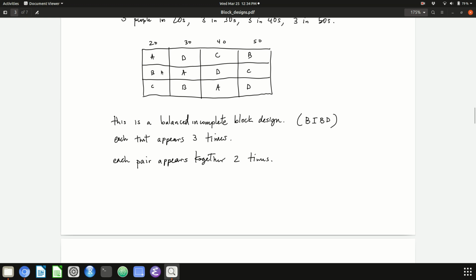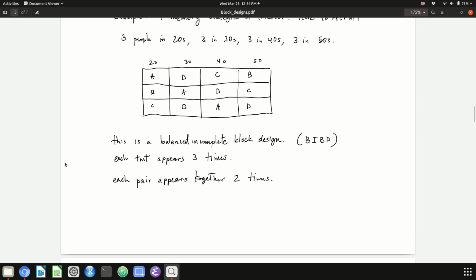A and B appear together in block 1. They appear together in the second block, but they don't appear together in the third block. It has A but not B. And they don't appear together in the fourth block. It has B but not A. If you pick any other pair, so let's do B and D, they don't appear together in this block. They do in this block, so that's 1. They don't in this block, but they do in this block. So B and D appear together in 2 of the 4 blocks. And if you pick any other pair, you'll find that any pair appears together 2 times.